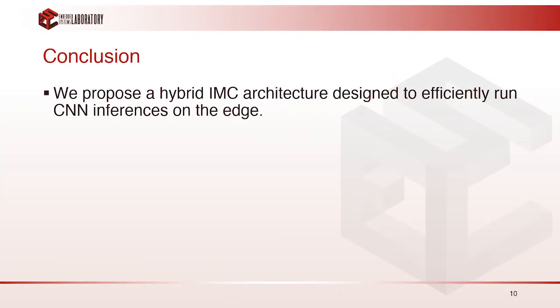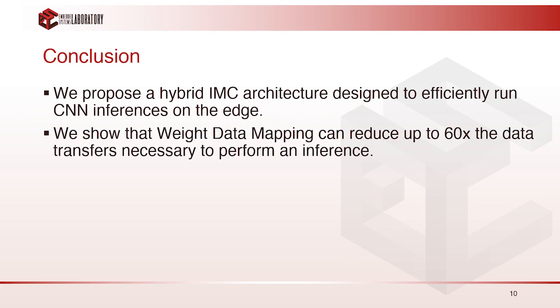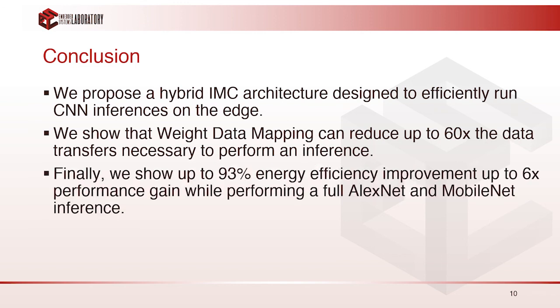So in this presentation, I have shown how to efficiently run CNN inferences on the edge, thanks to weight data mapping and hybrid architecture. Weight data mapping can reduce up to 60 times the data transfers. And with that, I have shown 93% energy efficiency improvement and up to 6-times performance gain while performing a full AlexNet and MobileNet inference. That concludes the presentation.